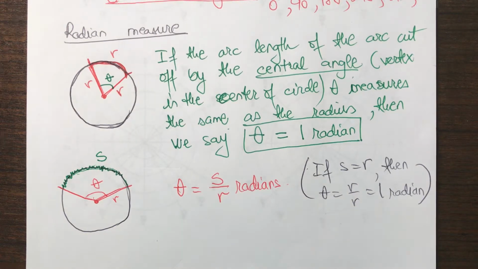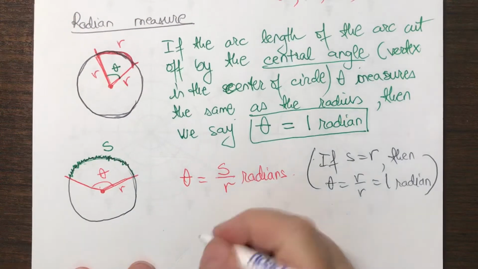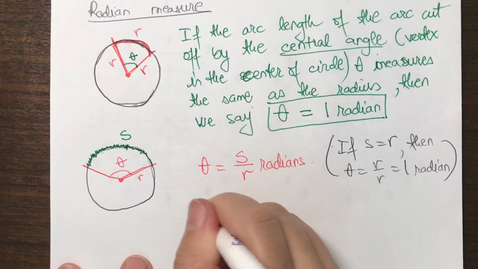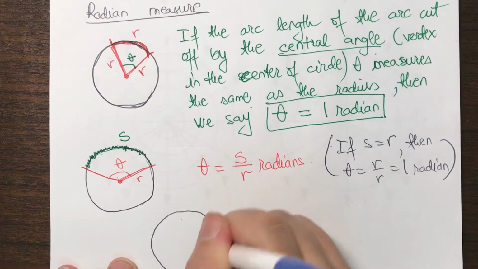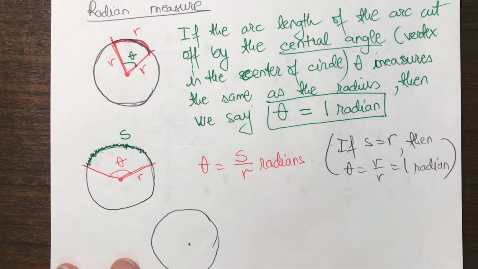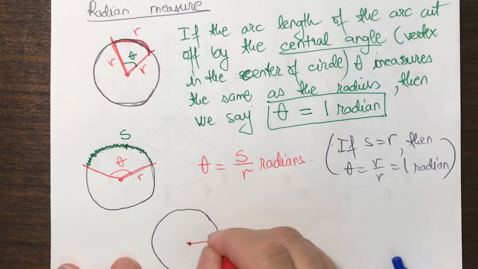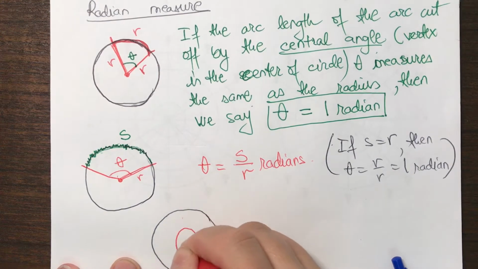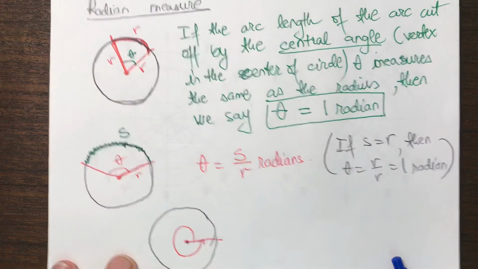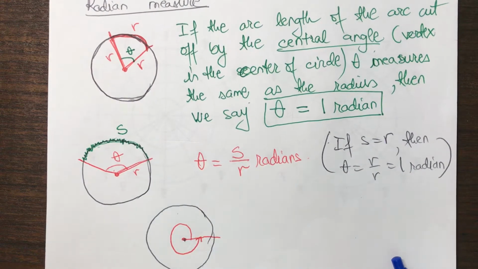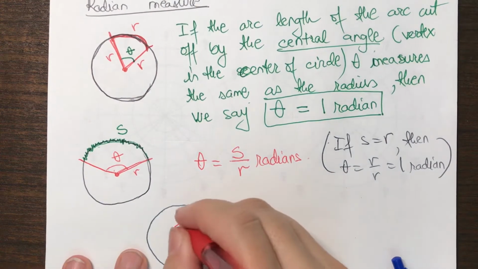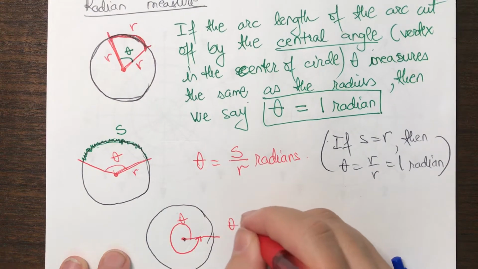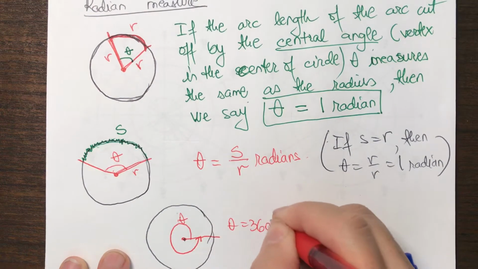Okay, now of course, the big question is, how do we convert between radians and degree measure? It's pretty simple. All I have to do is think about a circle and an angle that's going to measure a full angle in degrees, right? So it's a full angle. Now this angle, again, call it theta here, is 360 degrees, yes?